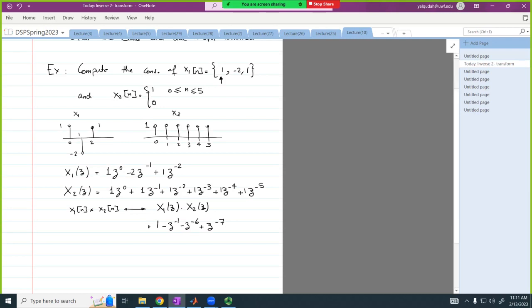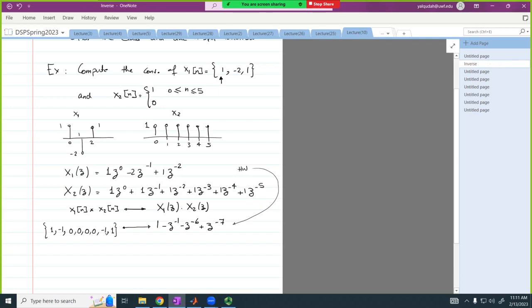And therefore, please do this as homework, multiplying these two polynomials to get this expression. Okay, so having x of z, I can find the inverse z transform. What is the inverse z transform of this? One, negative 1, 0, 0, 0, 0, negative 1, and 1.